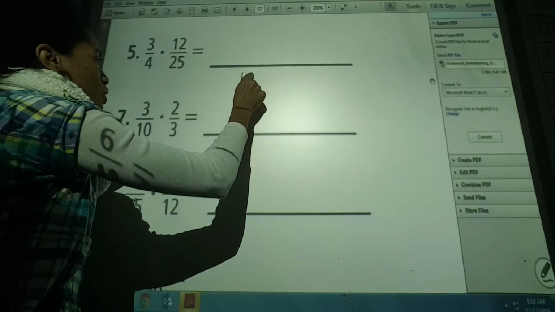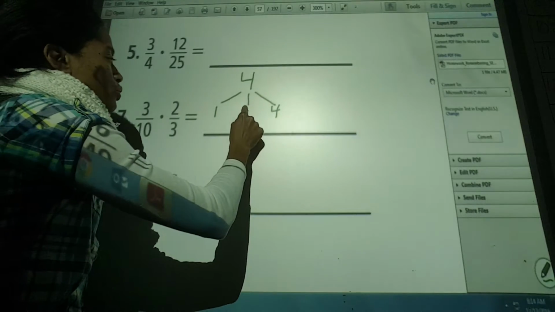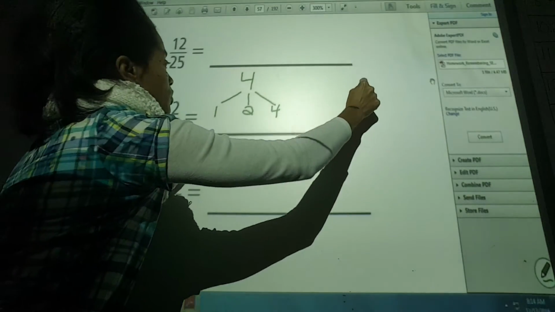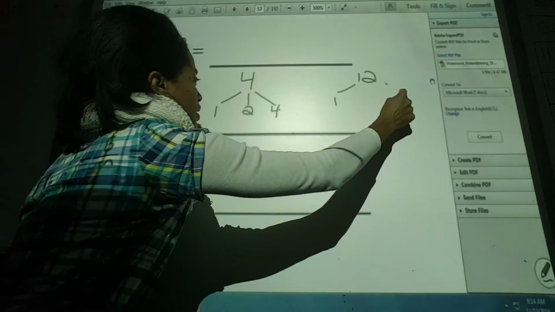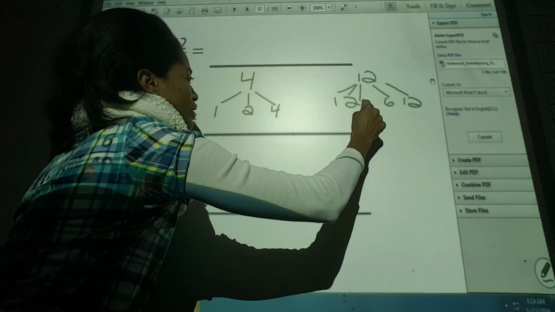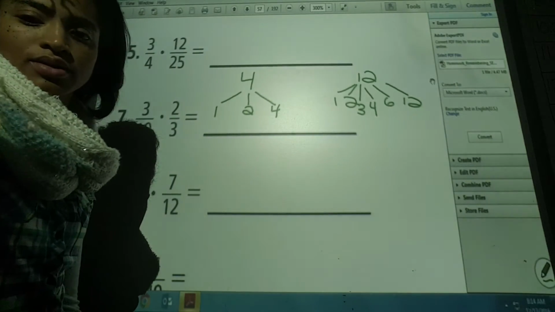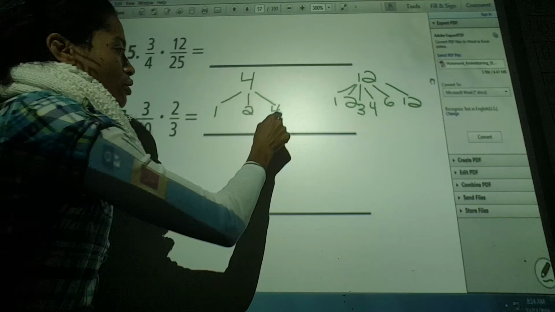What about 4 and 12? So factors of 4, 1 and 4. 1 times 4 gives you 4. 2 times 2 gives you 4. Factors of 12. 1 times 12 gives you 12. 2 times 6 gives you 12. 3 times 4 gives you 12. You see a greatest common factor there. What do you see? 4.